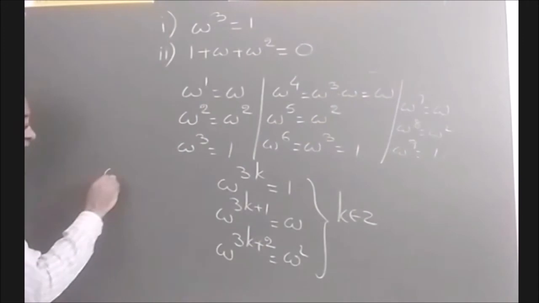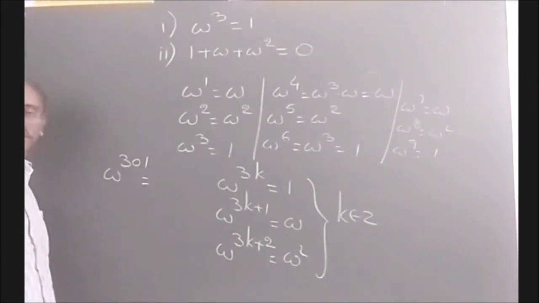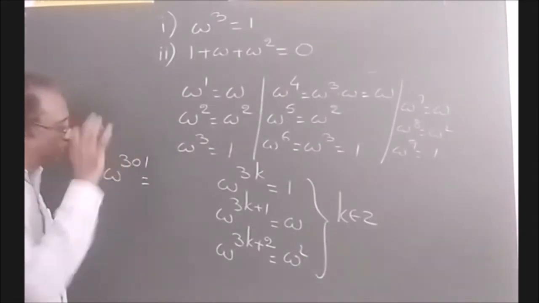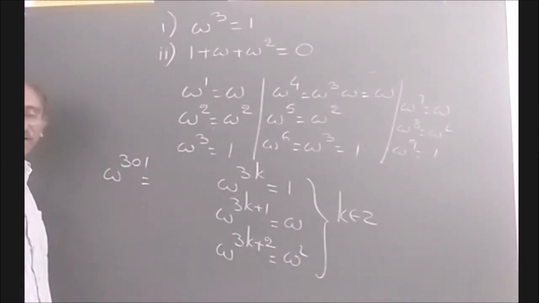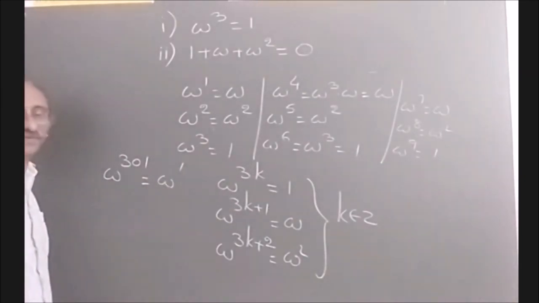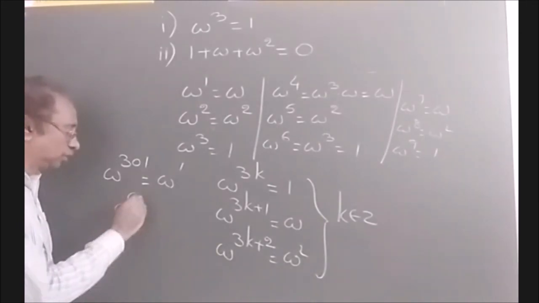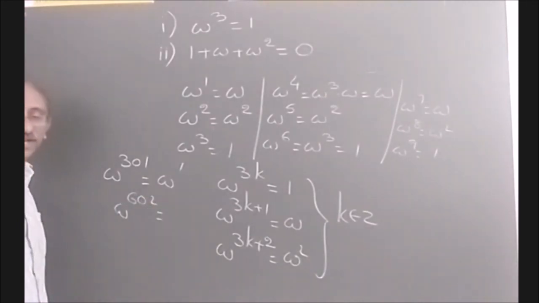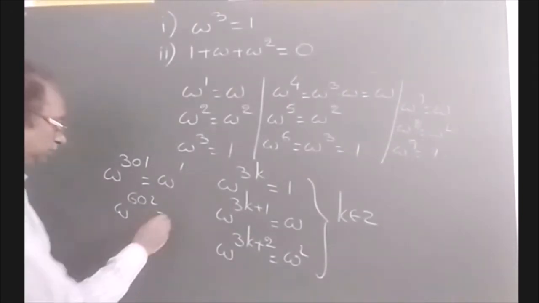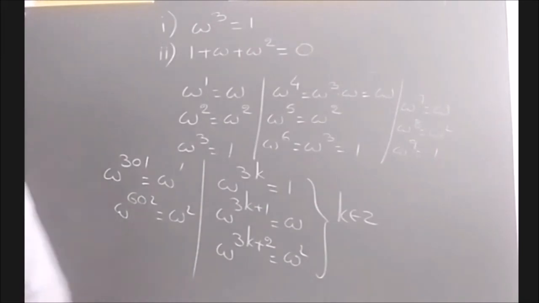For example, omega power 301. What is the value? You see, simply ignore 300 because 300 is a multiple of 3, plus 1. Therefore, the answer is omega power 1, that is omega. Now omega power 602. What is that? 600 is a multiple of 3, plus 2. Therefore, the answer is omega square. Okay?